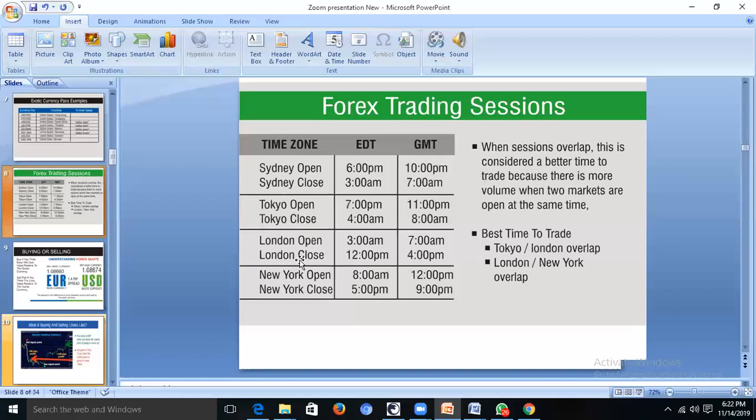So for New York, from 1 p.m. our time, 2 o'clock our Nigerian time, you should be looking at those charts that have to do with the United States dollar.